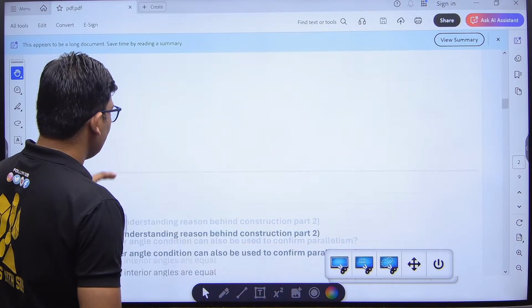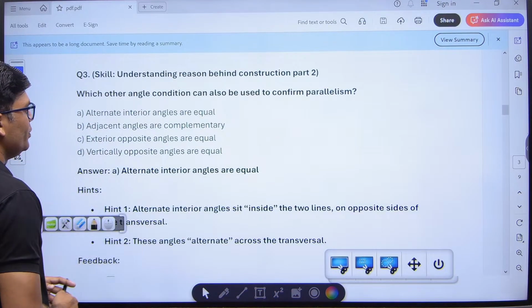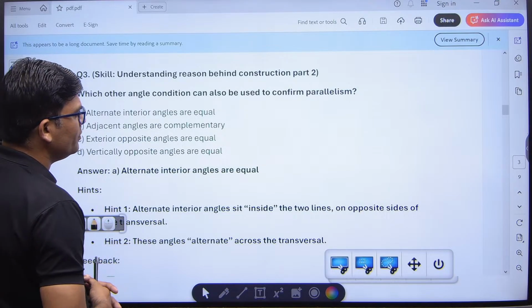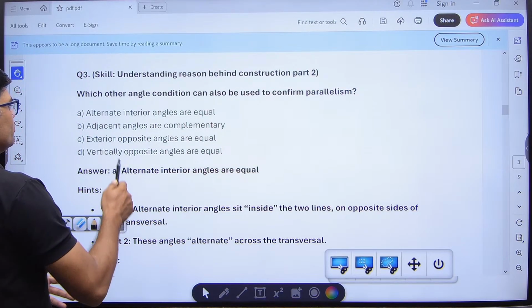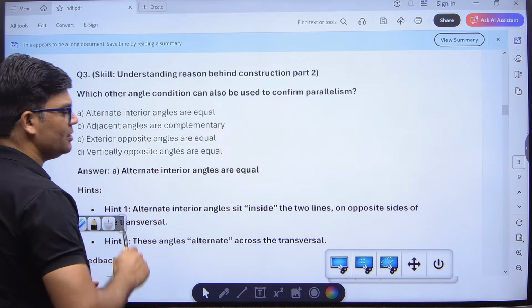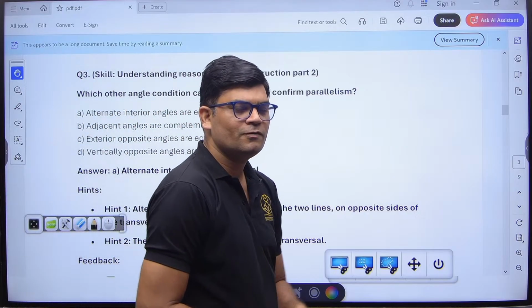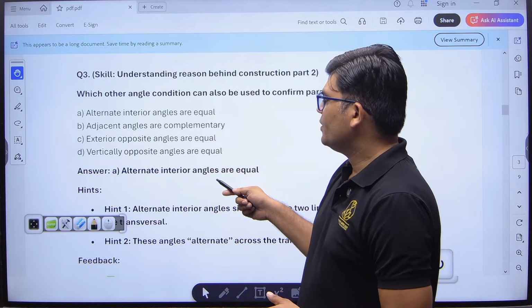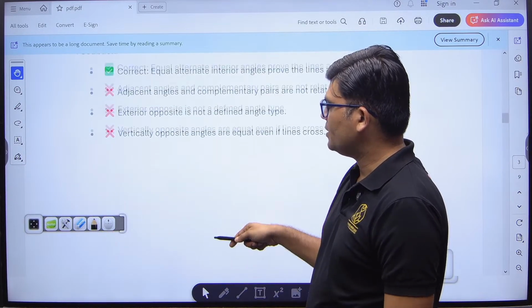Again, if we look at the third question, which other angle can also be used to confirm parallelism? So the answer is alternate interior angles are equal. So if the alternate interior angles are equal, we can say that lines are parallel.